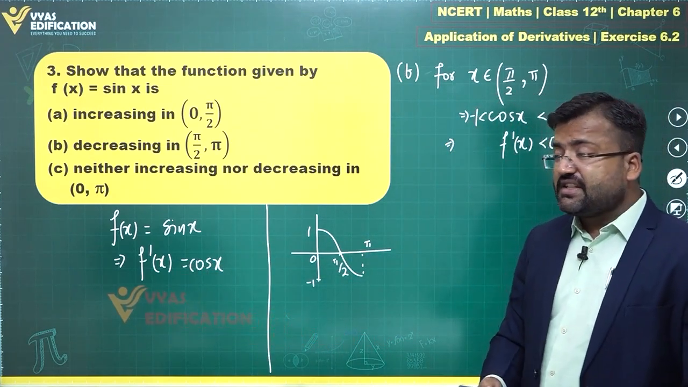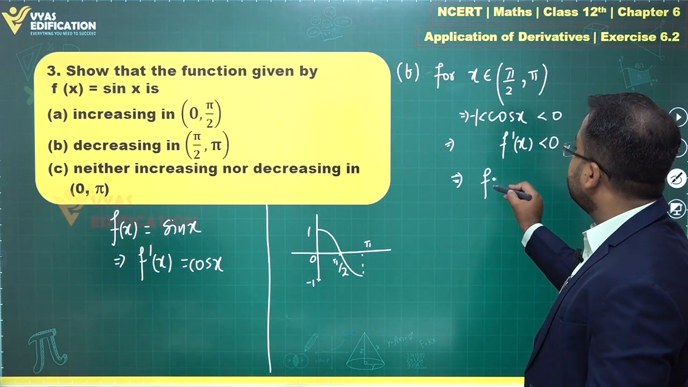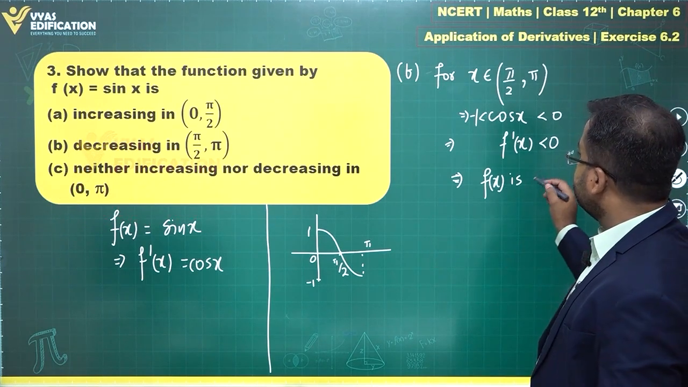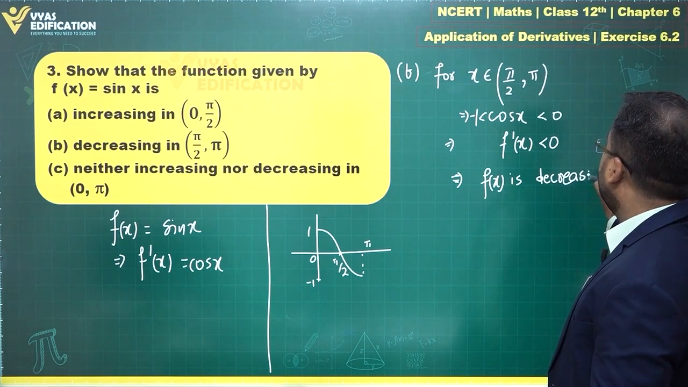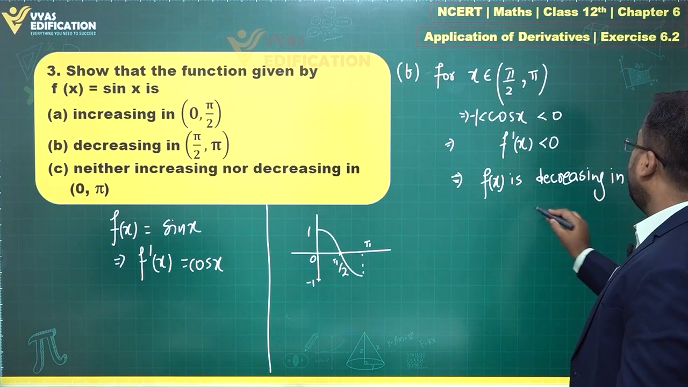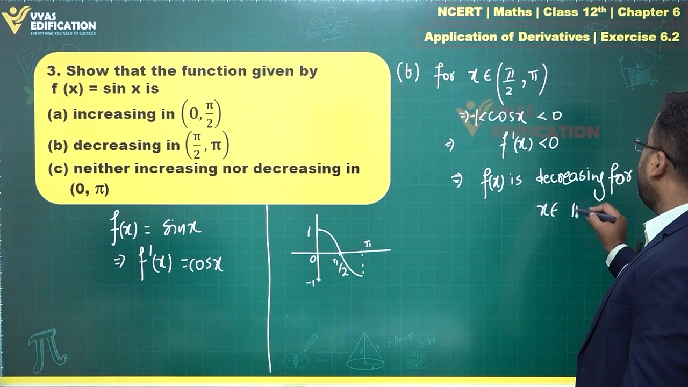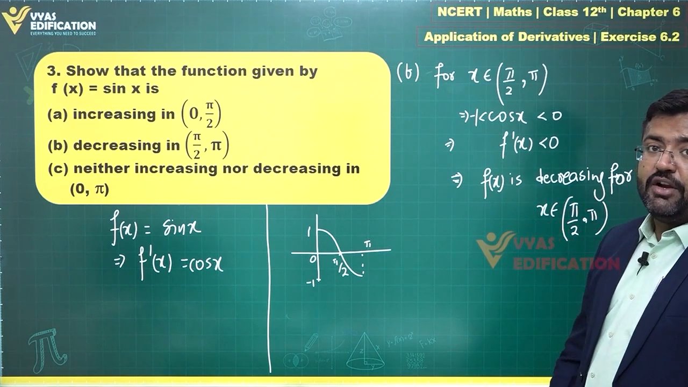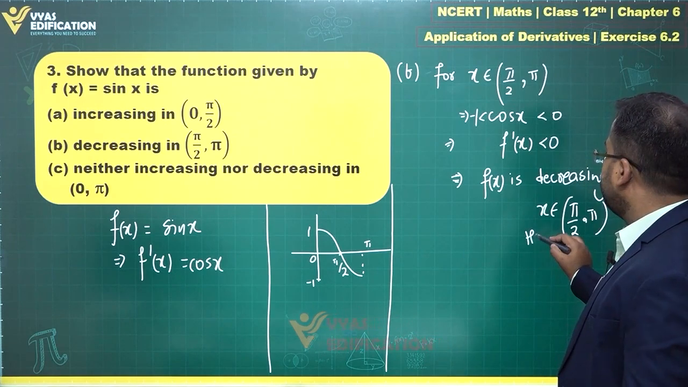And since f'(x) is less than 0, this tells me that f(x) is decreasing for x belongs to (pi by 2, pi). f(x) is decreasing for (pi by 2, pi). That's what we wanted to prove, right? That's the complete proof of the second part.